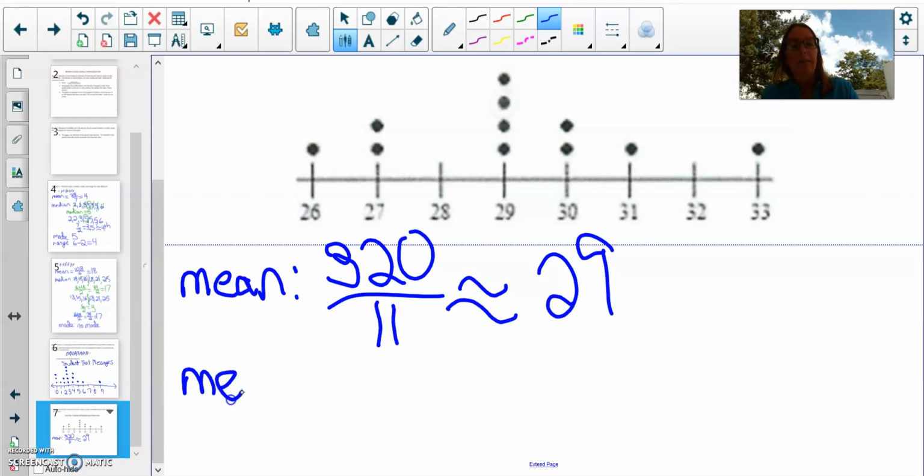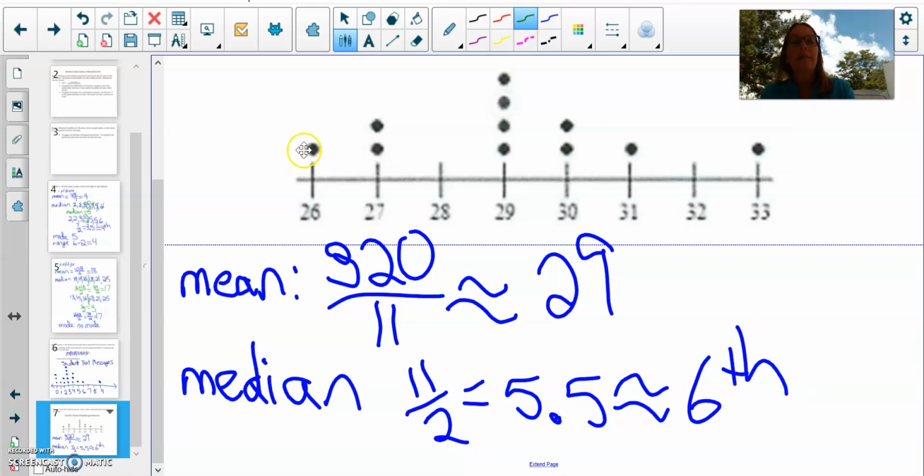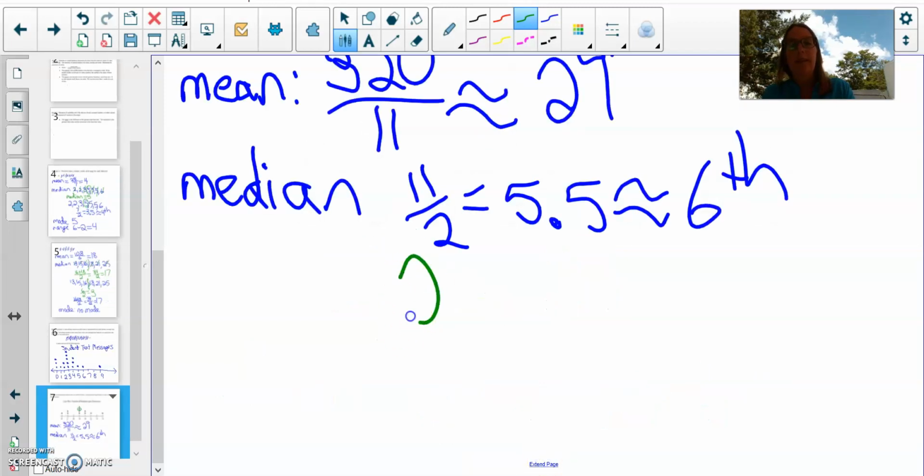The median, we had 11 data values. So I take 11 divided by 2. It's 5.5. So I round it up to my 6th data value. So I'm going to start counting in from the end. 1, 2, 3, 4, 5, 6. So 29 is my median.